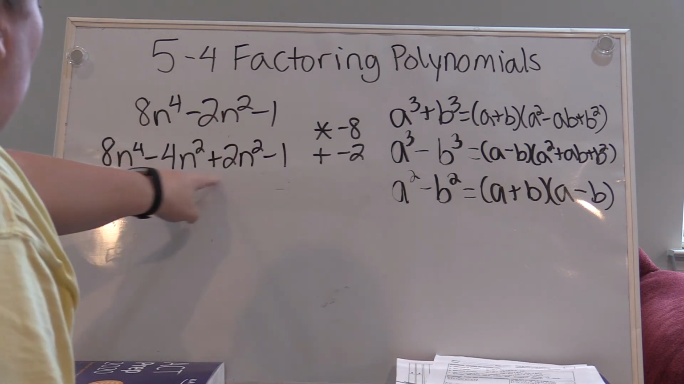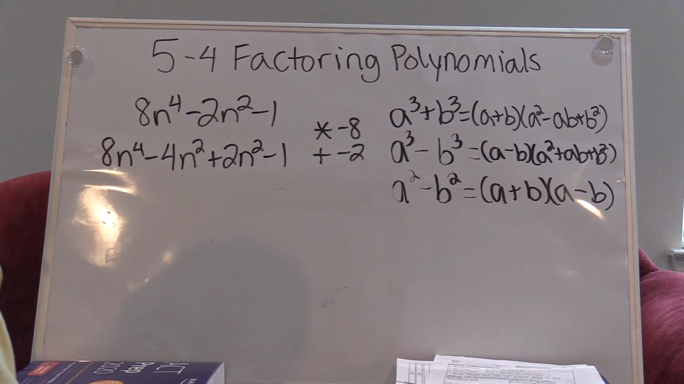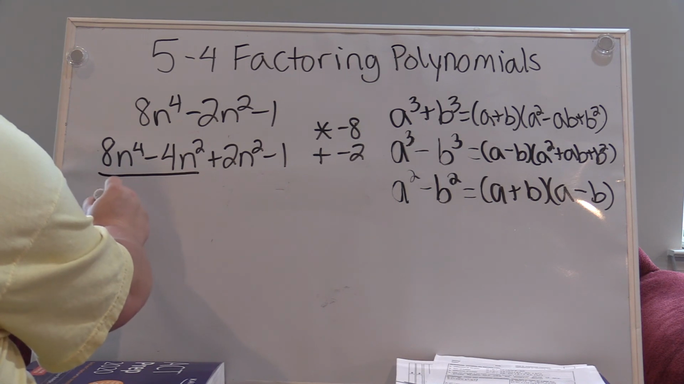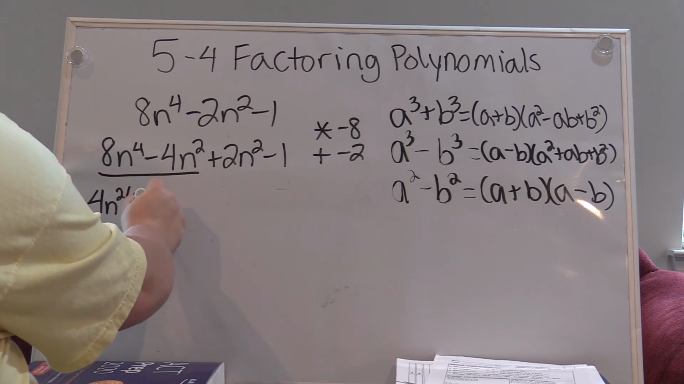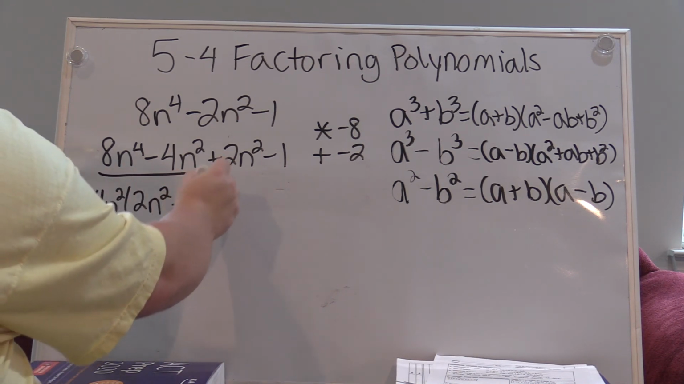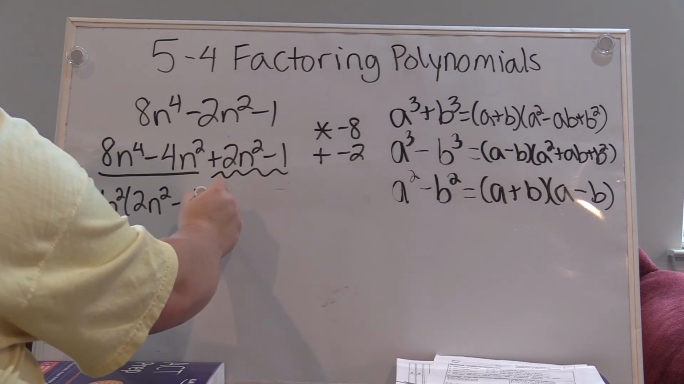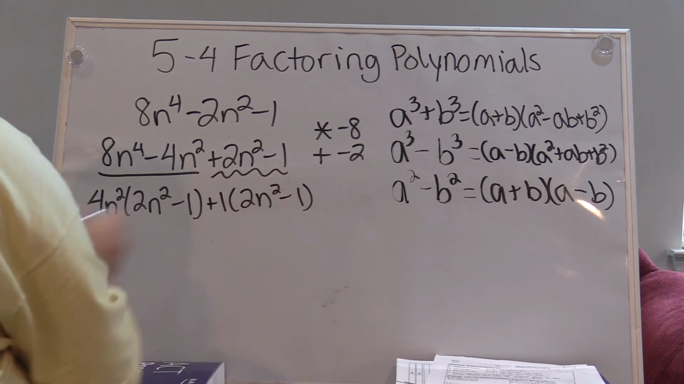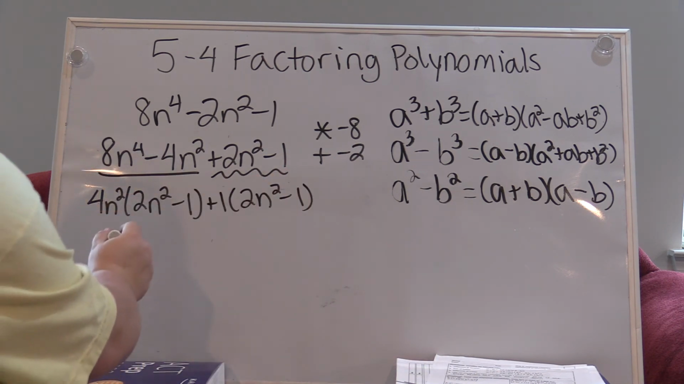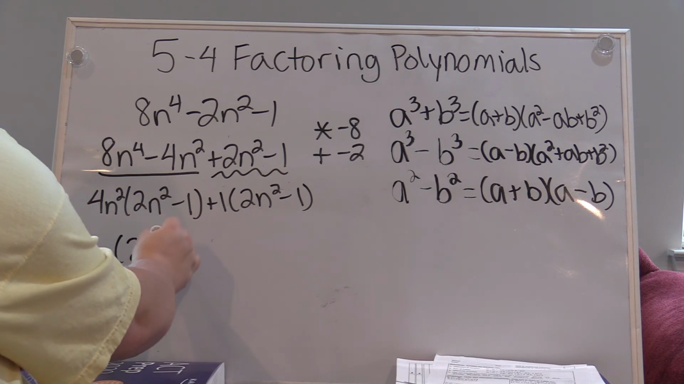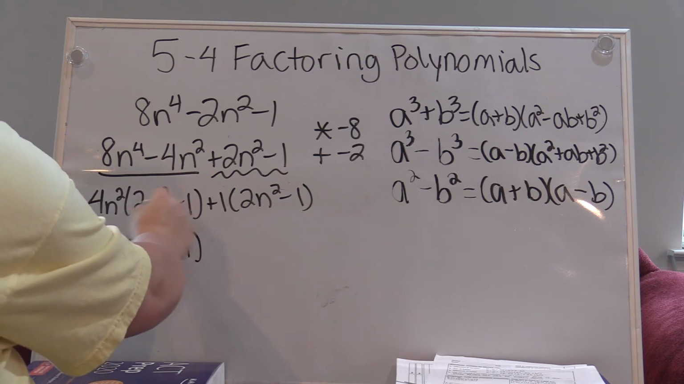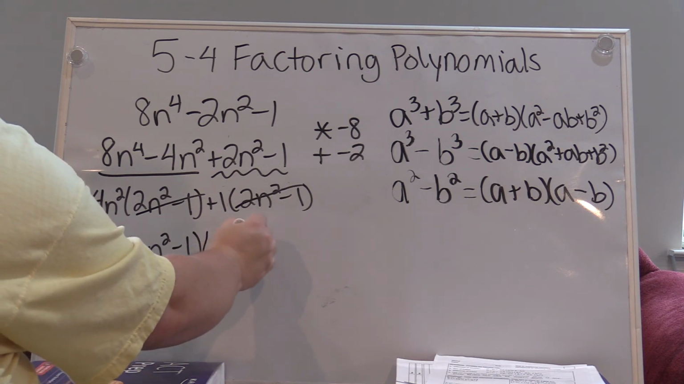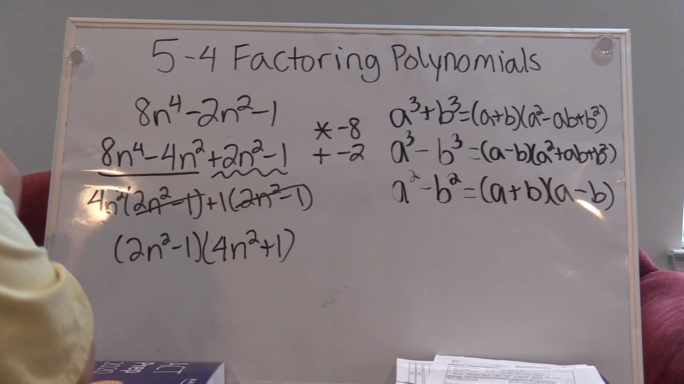Notice how these two add together to give me the middle term here. So I haven't really changed anything. The GCF of these two is 4n squared. So I get 2n squared minus 1. The GCF here is positive 1. So I get 2n squared minus 1. What do they both have in common? 2n squared minus 1. And what's left over? 4n squared plus 1.